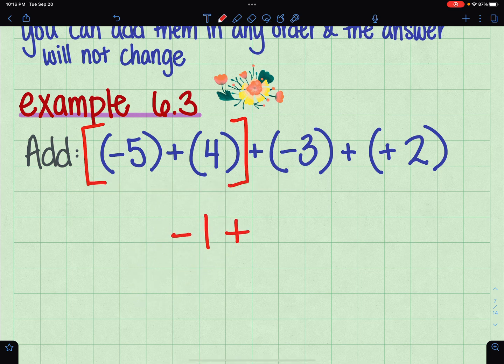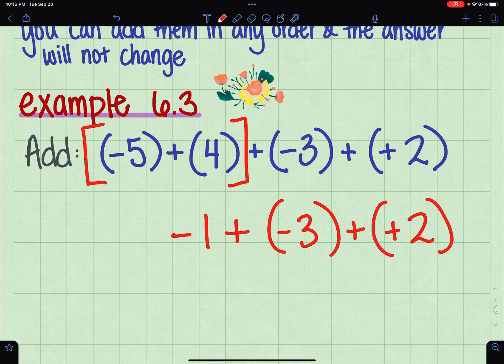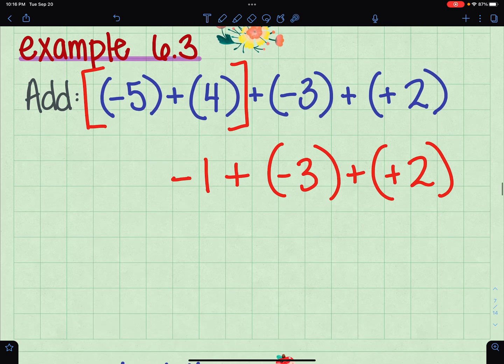So now I'm going to bring down the rest of the equation. And let's take 2 more numbers at a time again. So we are going to take, let me get a different color so it doesn't get too confusing here. I'm going to take this part of the equation now. -1 plus a -3. So is this going to be rule number 1 or rule number 2? Well, they have the same sign, so it's going to be rule number 1.